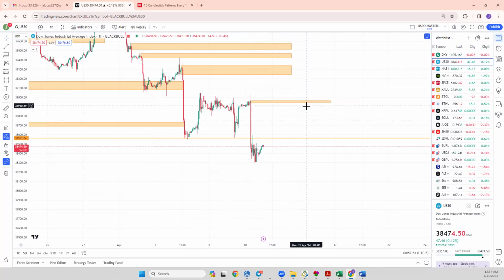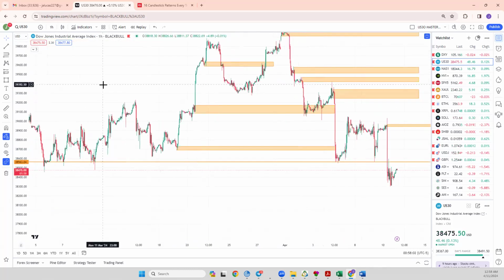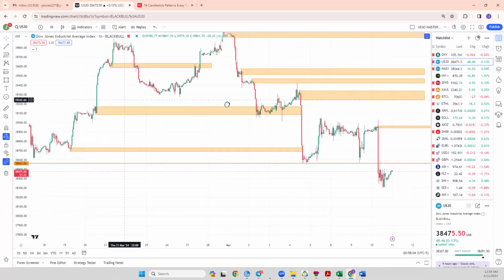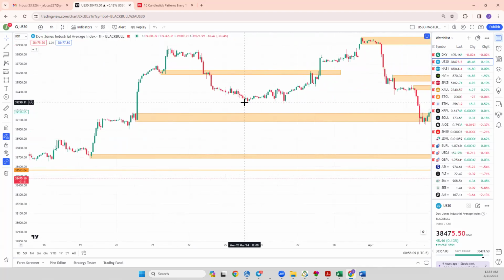But for now, it looks like we're going to stay under that level. So those are order blocks. And order blocks, in my opinion, are very, very powerful. They represent institutional activity. And when I say institutional activity, I mean the big dogs, the folks that actually have the money to make the market move the way that it does. So I think that's about it for that.